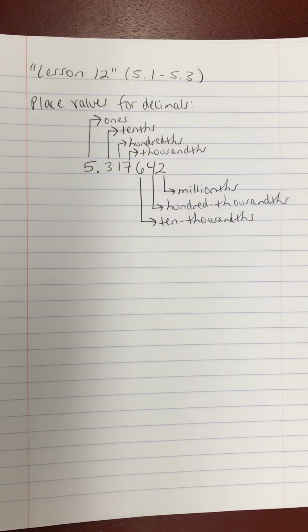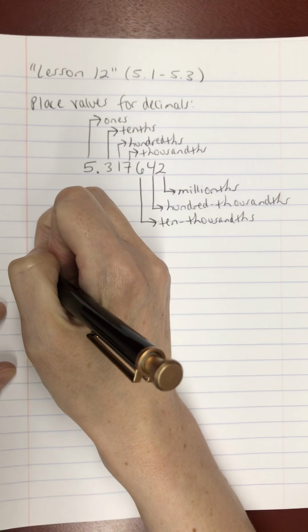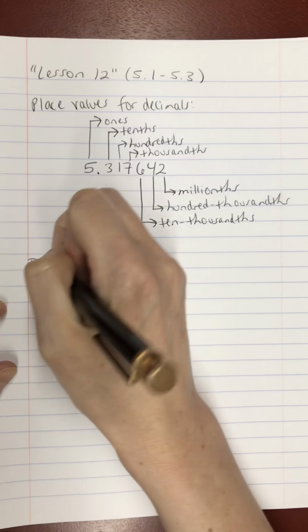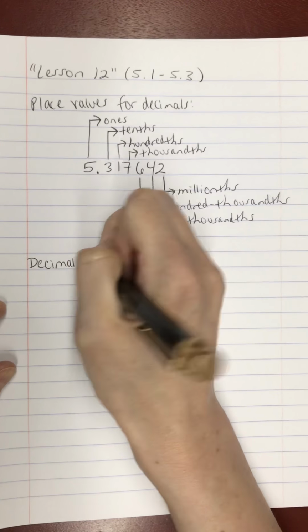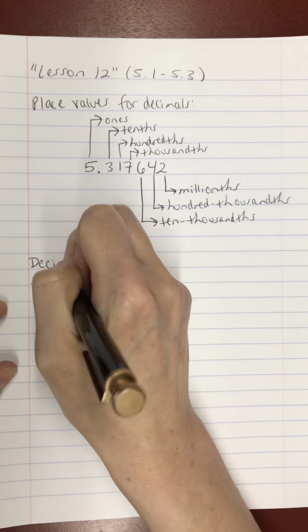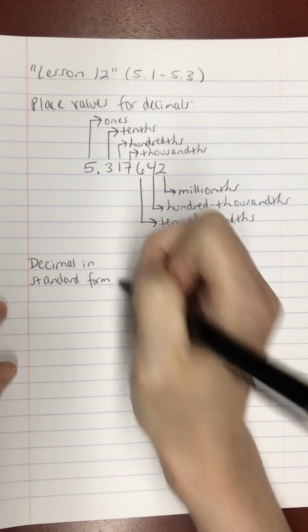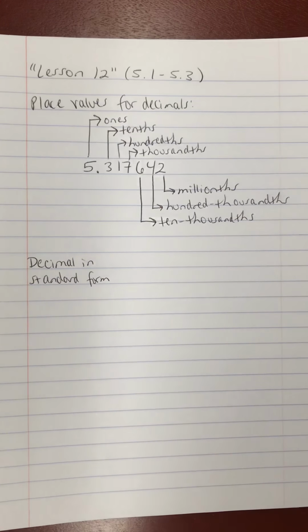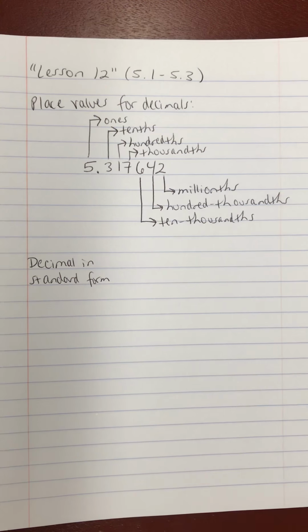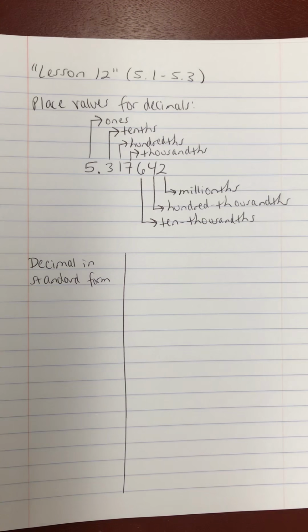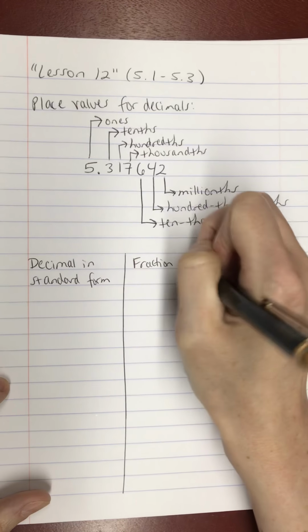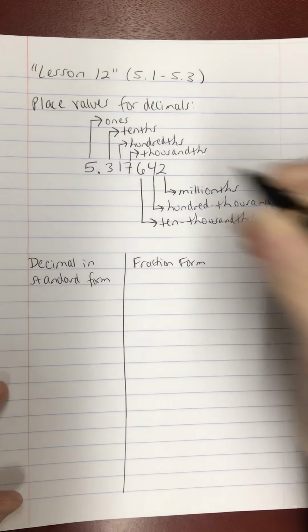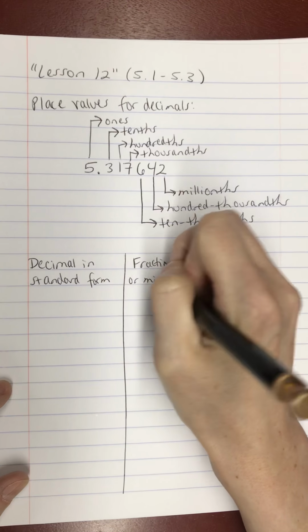Sometimes they're going to give you a table. So I'm actually going to make the entire thing in a table. Let's make our first column. There's going to be 3 columns. The first one will be decimal in standard form. There's nothing fancy there about the phrase standard form. It's just decimals as you know them. So we'll make that column. And then the next one will be fraction form, or mixed number, because this is possible.